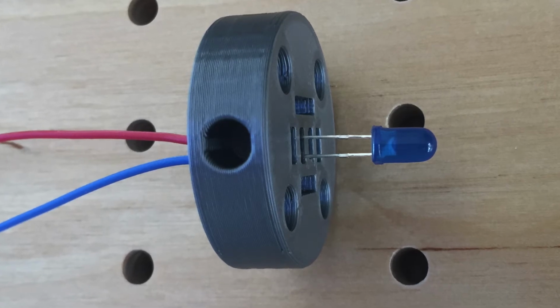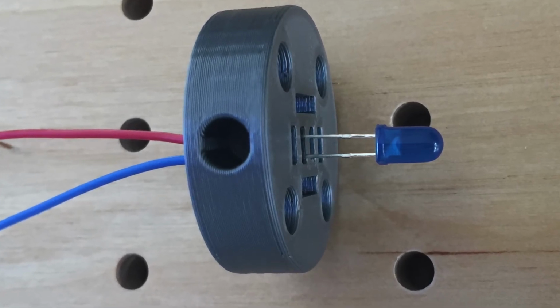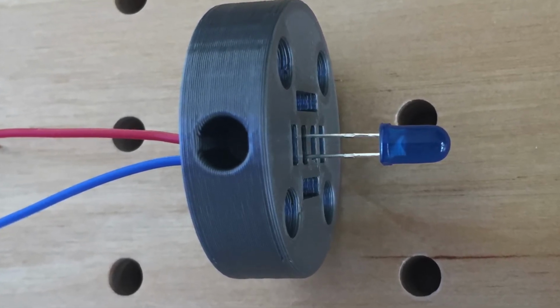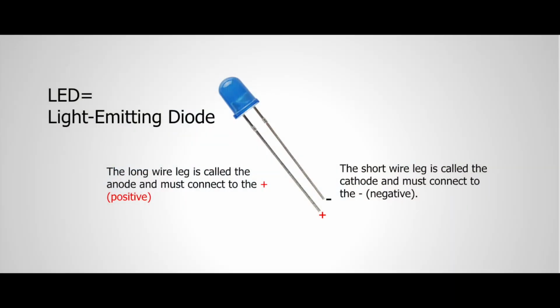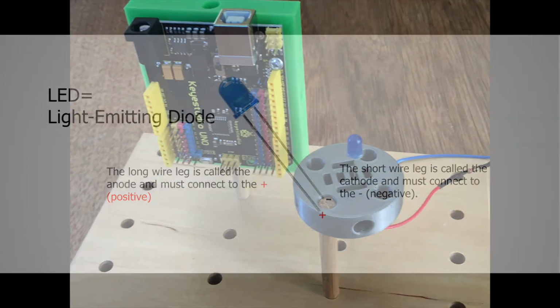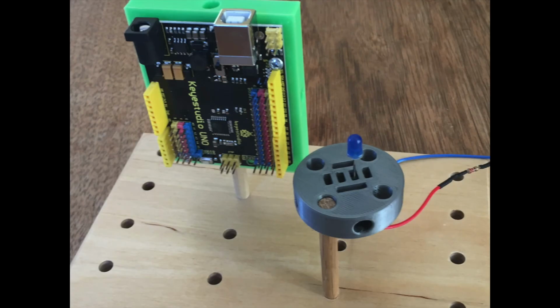Next, insert the long leg of the LED into the voltage wire and the short leg into the ground or G wire. Since LEDs are diodes, electricity only flows in one direction. It is important that the long leg connects to V and the short leg connects to G. If the light is not oriented correctly, it will not work. Mount the socket to the Odyssey Board base using a dowel rod.